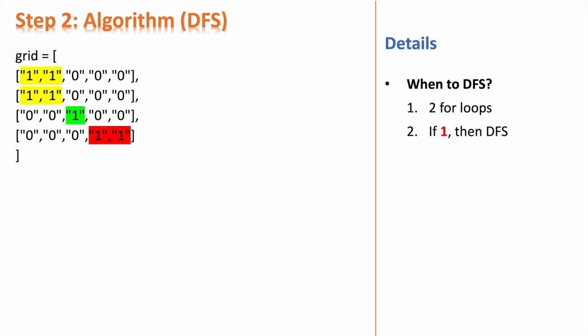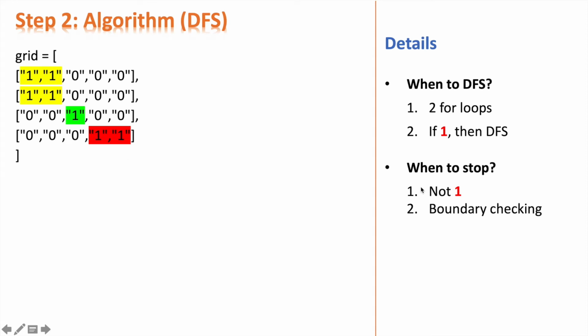When it comes to DFS, we usually use recursion to implement it. It's very important to figure out what the stop condition for the recursion is. If we recall what we just did, whenever we find a point that is not 1, we stop. Also, since it's an array, whenever we access a number to check if it is a 1, we need to do the boundary checking first.